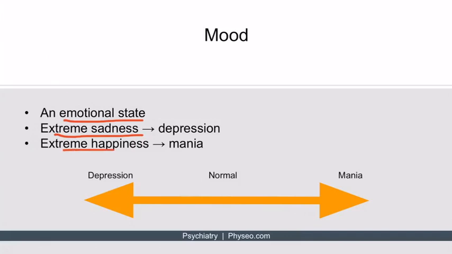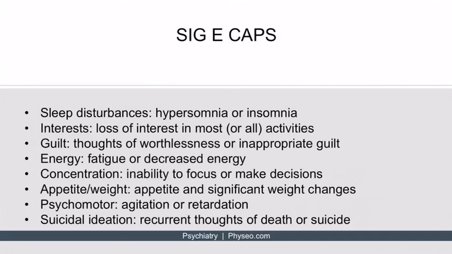So we have mania over here and depression over here. And it can be helpful to think of these as kind of like opposites. So in this video, we'll be discussing depression and the various derivatives of these disorders. In the next video, we'll discuss mania. Before we talk about major depressive disorder, we first need to understand some of the symptoms that depressed patients present with. And these can be remembered with the mnemonic SIG-E CAPS.